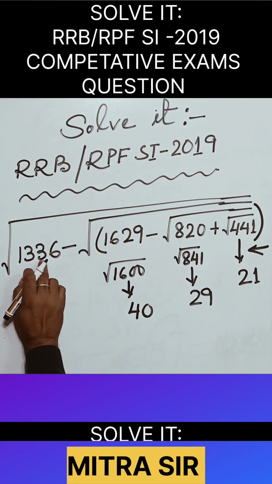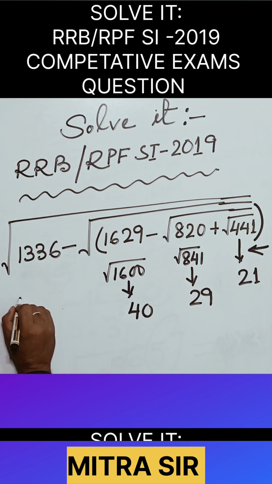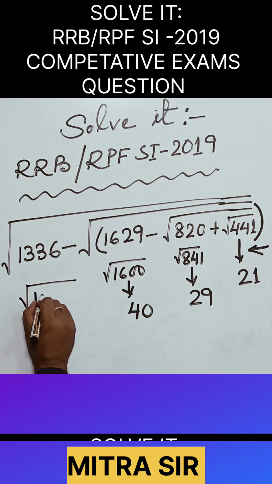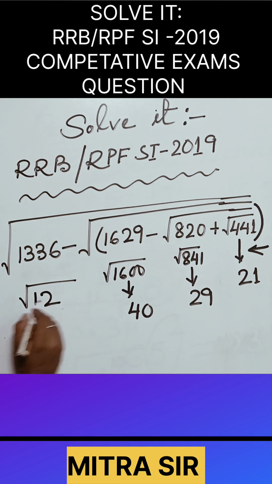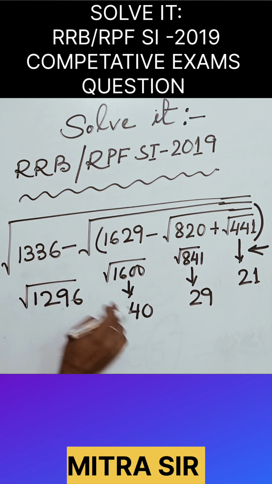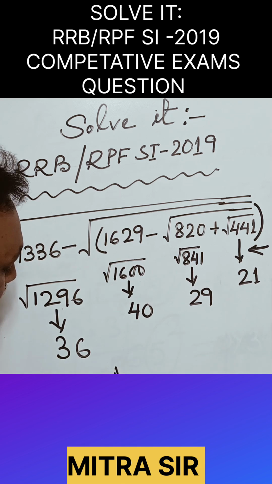Now up to this much we got this minus 40 and the square root. So 1336 minus 40 will give you 1296. And as we know that the square root of 1296 will give you 36. So 36 is the answer.